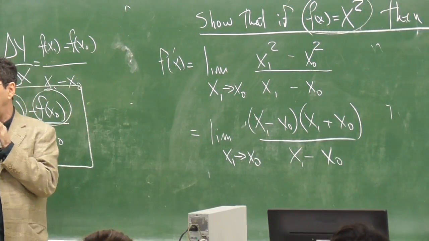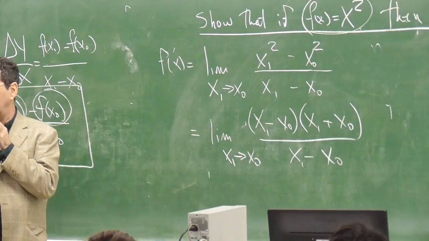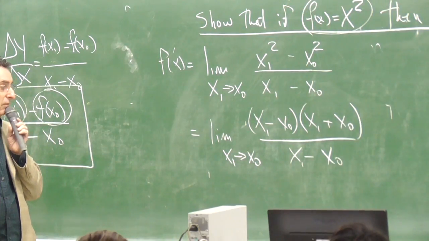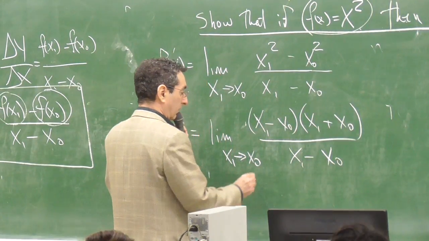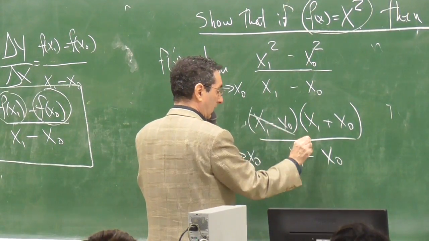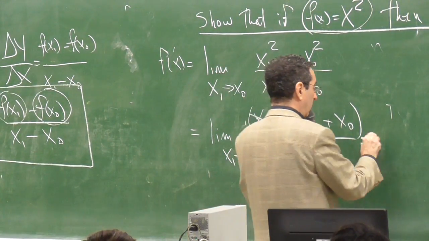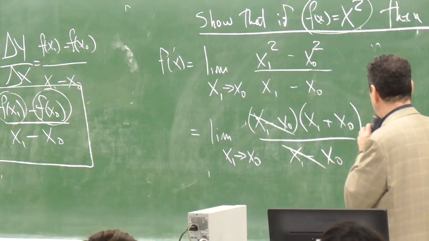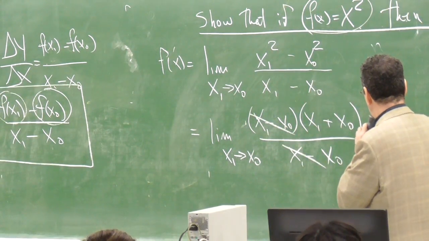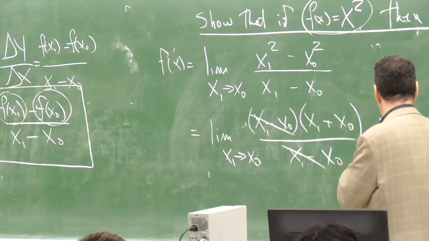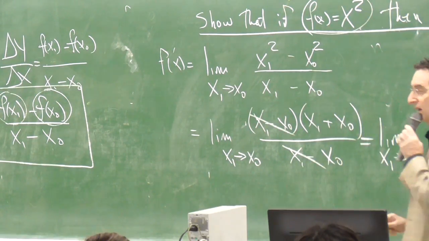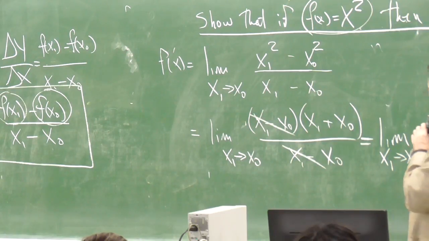Okay. And now what? Cross out. Can I cross it in here? Let's see. That and that. So now, what do I get? The limit as x1 approaches x0. And I'm just left with what?